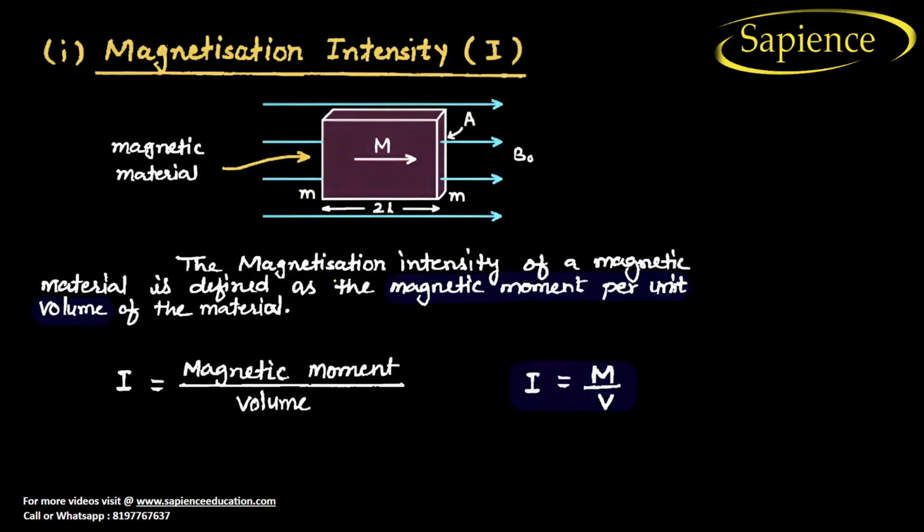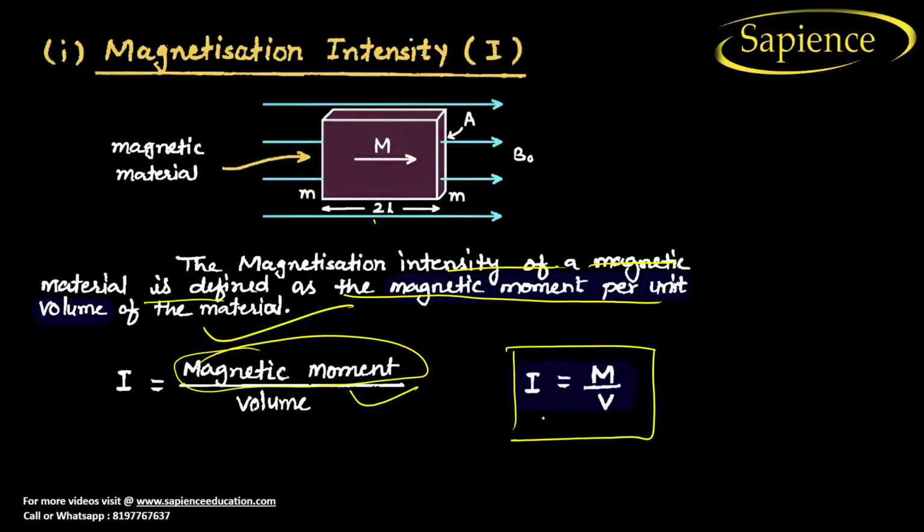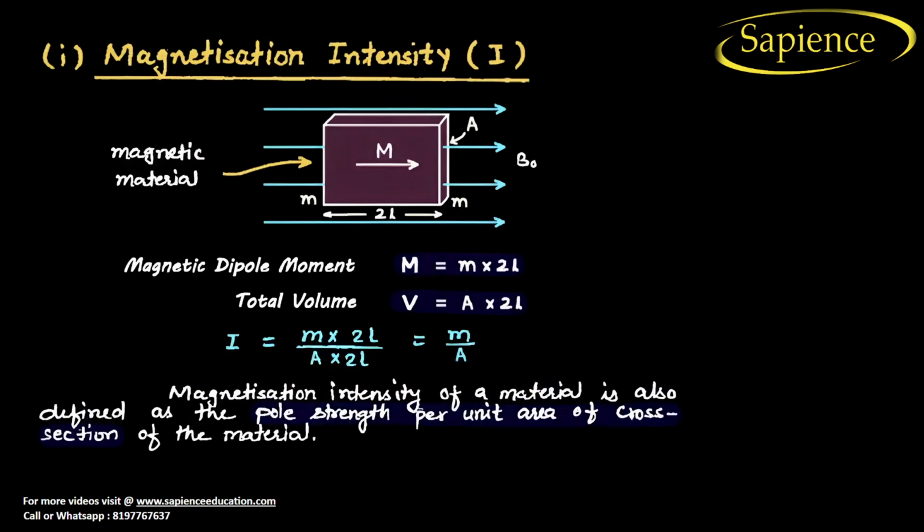So magnetization I, the magnetization intensity of a magnetic material, is defined as the magnetic moment per unit volume. Let us consider the magnetic moment of this one is M and the volume is V. So I is equal to M by V. Now magnetization intensity I is equal to M by 2l times area. We know that the dipole moment M is equal to m into 2l, and volume is equal to area times 2l. So if we put it here, this is your magnetization intensity.